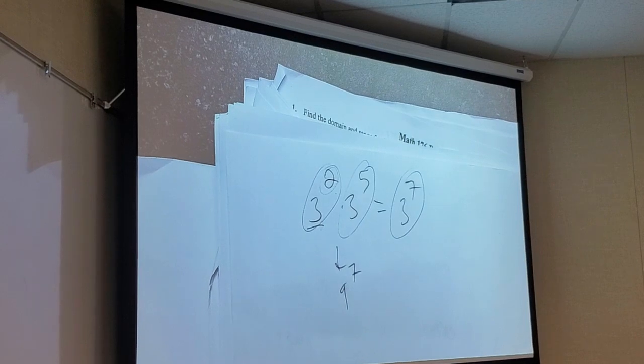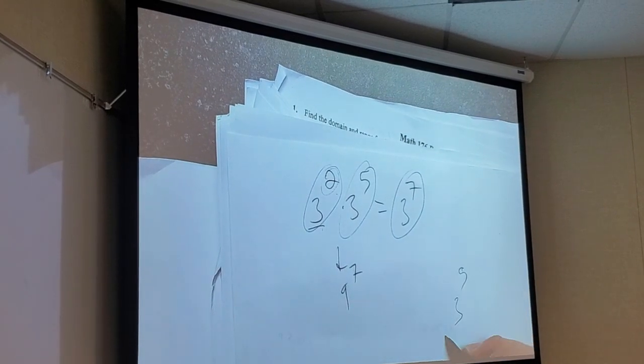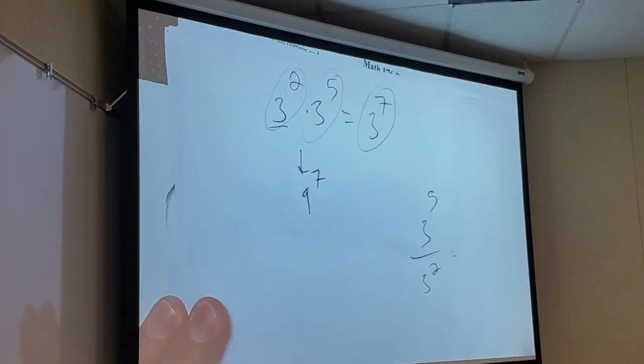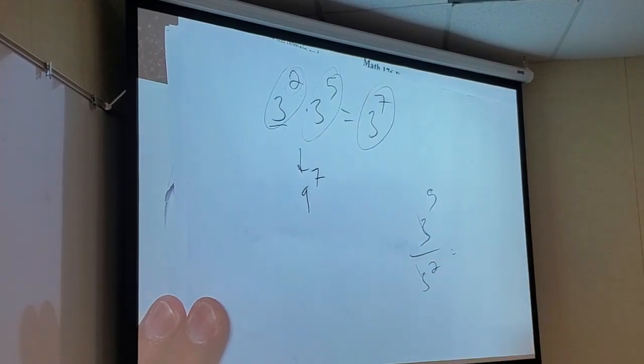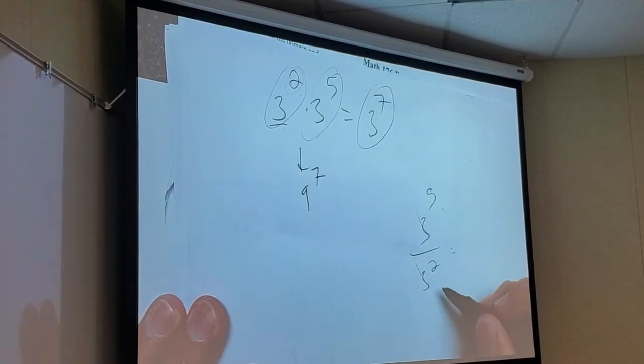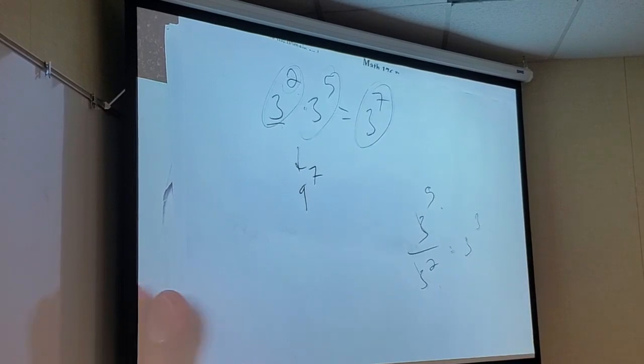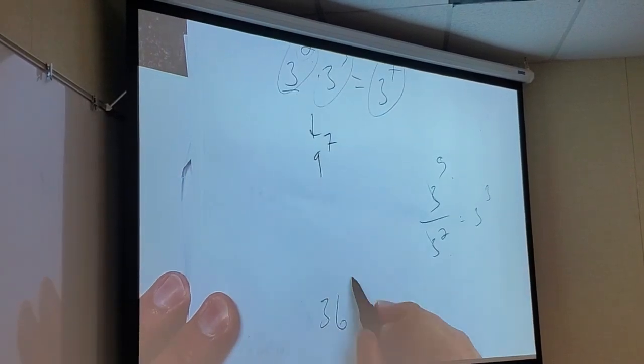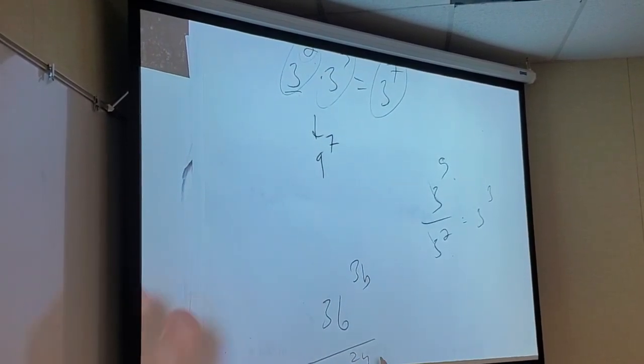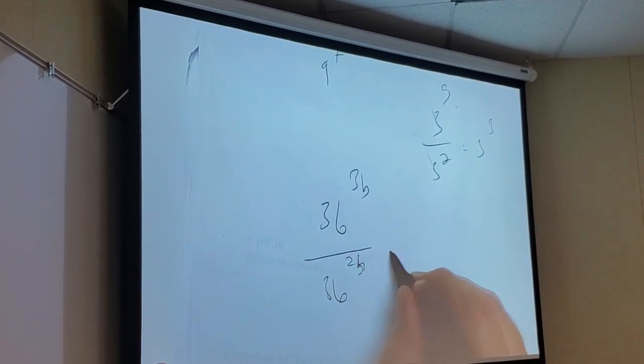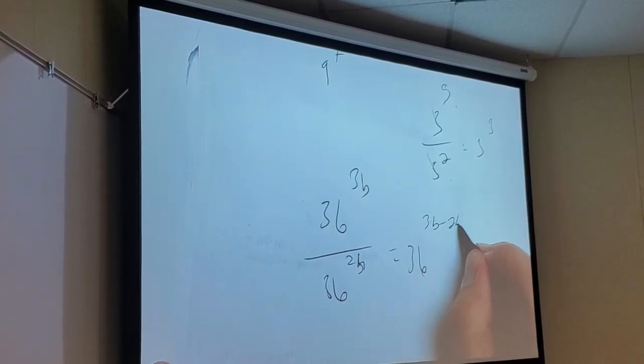So when I divide, the same thing happens. What is 3 to the 5th divided by 3 squared? These don't become 1. I had 5 3s. I divided 2 away. I still have 3 left. Yes. So what is 36 to the 3b over 36 to the 2b? 36 to the 3b minus 2b is 36 to the b.